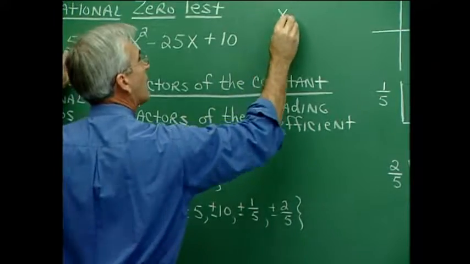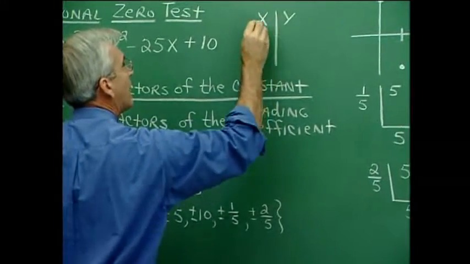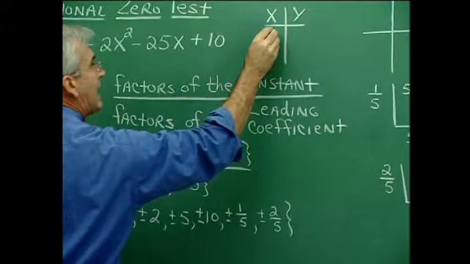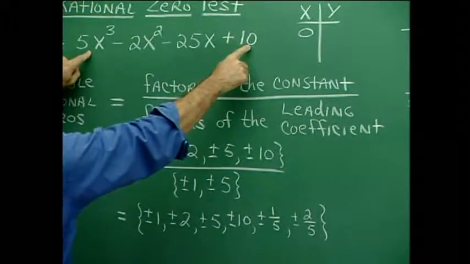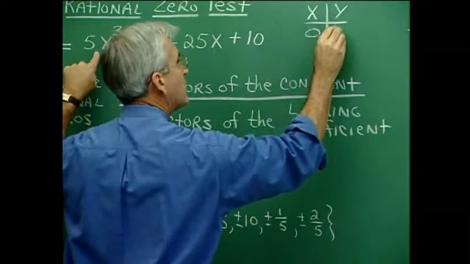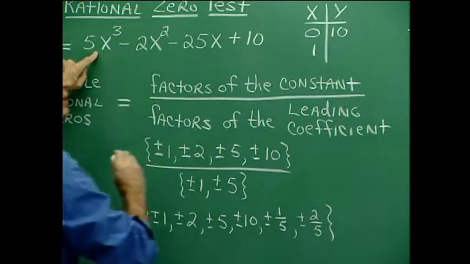We're going to just start with xy pairs, and let's just say x is 0. Now, if x is 0, all of these terms go out and we have 10. So when x is 0, y is 10. Now, what about when x is 1?